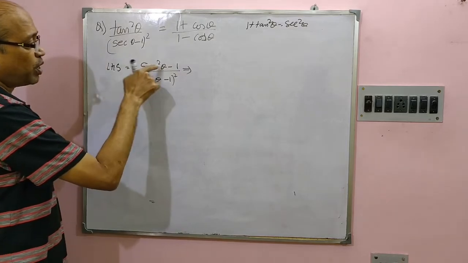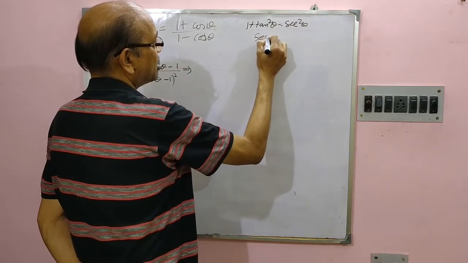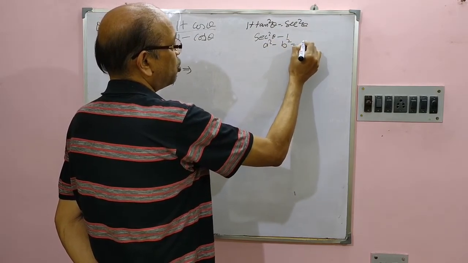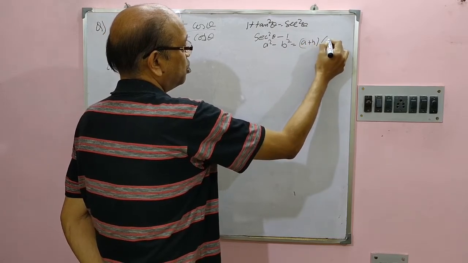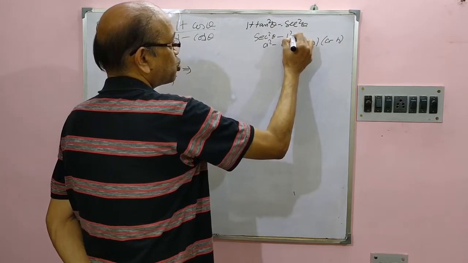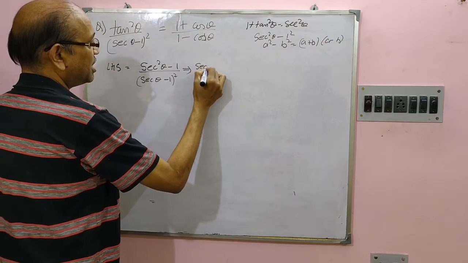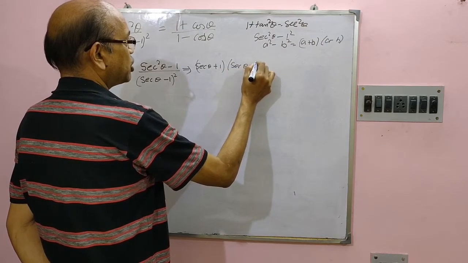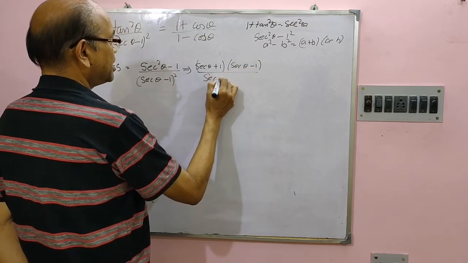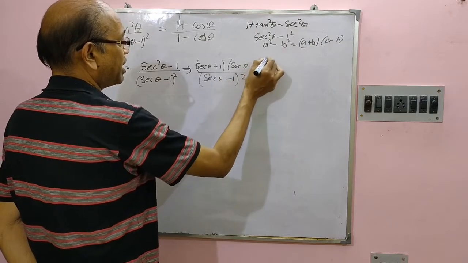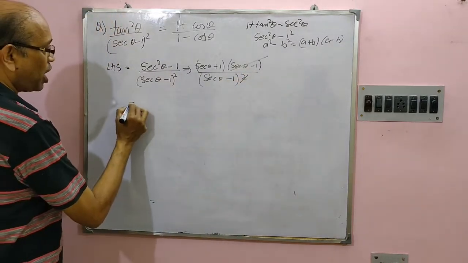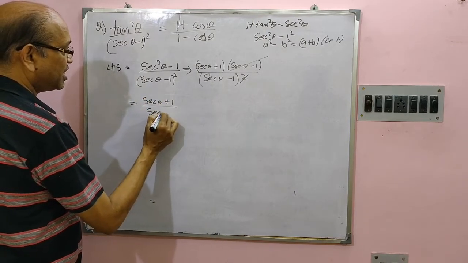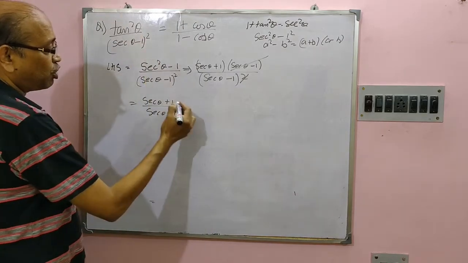Again, secant square theta minus 1 can be written as a square minus b square, which is (a plus b) into (a minus b). So this can be written as (secant theta plus 1) into (secant theta minus 1) by (secant theta minus 1) whole square. This one gets cancelled with this, so I am left with (secant theta plus 1) by (secant theta minus 1), which was like your previous question.